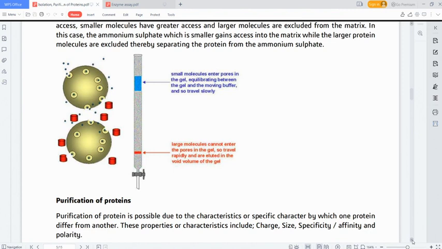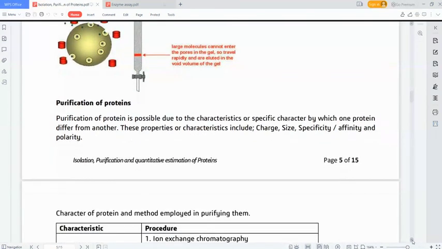Now, when we remove ammonium sulfate, what we have is still known as our crude proteins, which means we still need to purify these proteins. So I don't want this to be too bulky, so I'm going to stop here and look at the continuation of how we purify in another video.